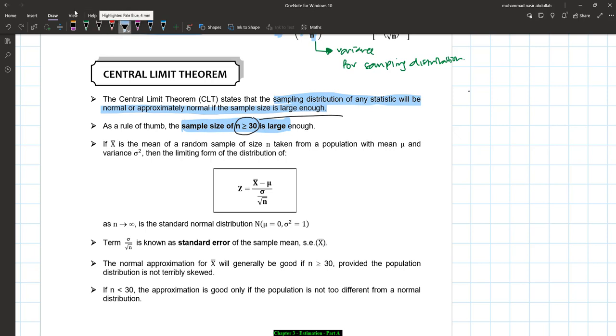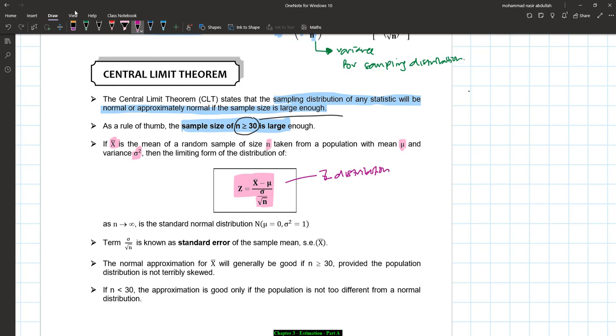Here it says, look at point number 3. If x bar is the mean of a random sample of size n taken from a population with mean mu and variance sigma squared, the limiting form of the distribution is the Z distribution, a standard normal distribution: x bar minus mu divided by the standard error, sigma divided by square root of n. So this is what the central limit theorem is trying to say: if the sample size is large enough, then the whole distribution is approximately normal. When you have a normal distribution, the limiting equation will be Z equal to x bar minus mu divided by sigma over square root of n. So this is a Z distribution.